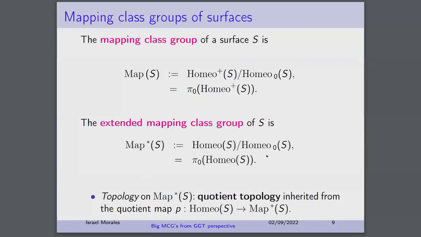we give the quotient topology to the mapping class group, inherited from the quotient map, and in general, it doesn't matter if the surface is of finite or infinite type. The mapping class group of a topological surface is a topological group.